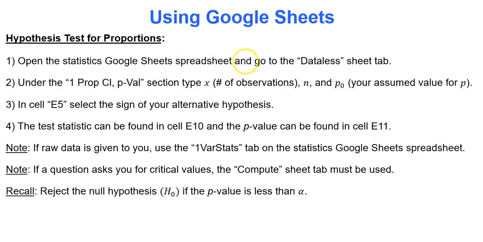So we'll be using Google Sheets, focusing our attention on the Data List tab, and we'll use the one proportion confidence interval p-value region. We've been to this area before for confidence intervals, but now we're going to tweak the information we type in to give us the p-value we need to run our hypothesis test.